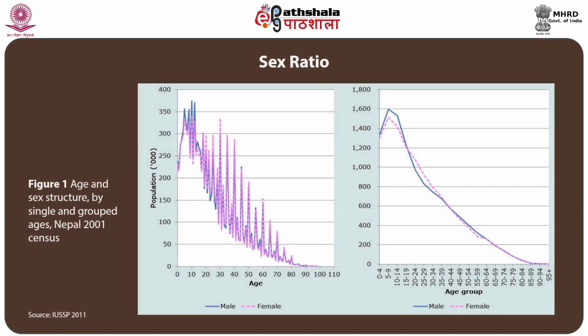Let us look at some of the data available on the sex distribution of the population from other countries. Here data from the 2001 census of Nepal is depicted. What does it indicate? It gives information on the distribution of male and female by ages in Nepal according to the 2001 census. Strangely, you would see that there is considerable heaping in the age data of females in Nepal compared to males.